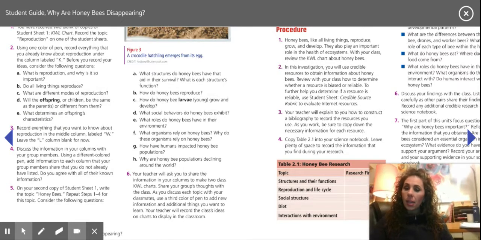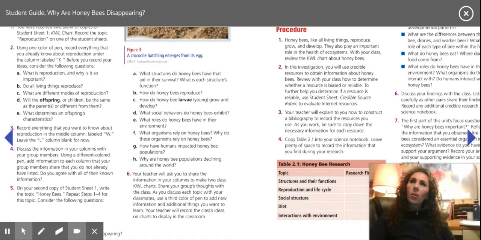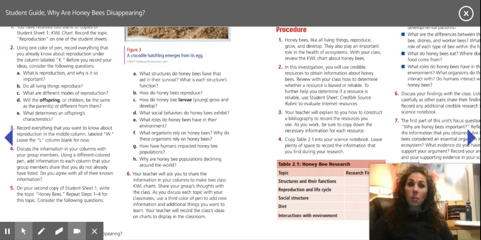So A is, what is reproduction and why is it so important? And I want you, as you think about that, remember back to our learning at the beginning of the year when we talked about all those important characteristics of living things. So there's 6 of them. So if you have your notebook, you could look back in your old notebook to remind you about those important characteristics. Do all living things reproduce?